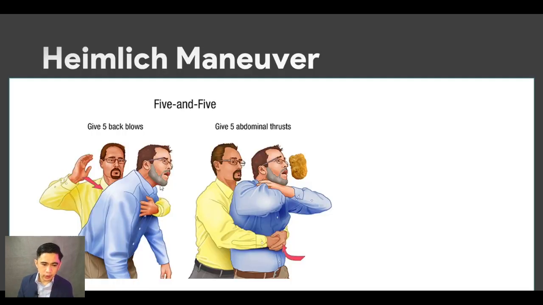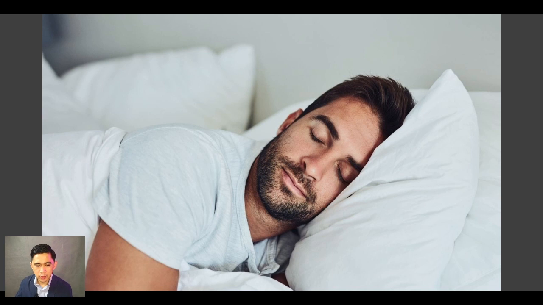So, back to the story. Fortunately, you know how to do the Heimlich maneuver. You give 5 back blows and also 5 abdominal thrusts, and the patient was able to spit out the foreign body and able to breathe. So you don't need to do the emergency tracheostomy. So you are able to sleep well.